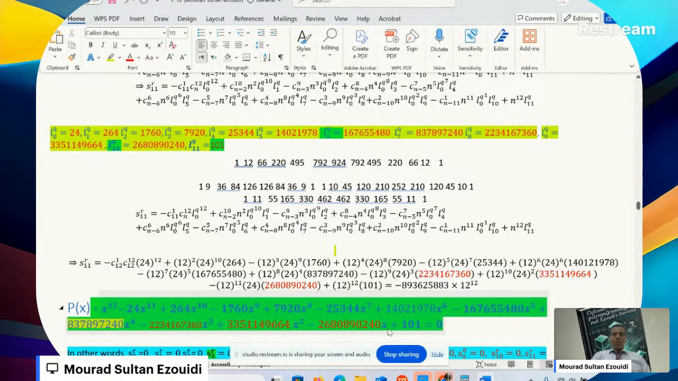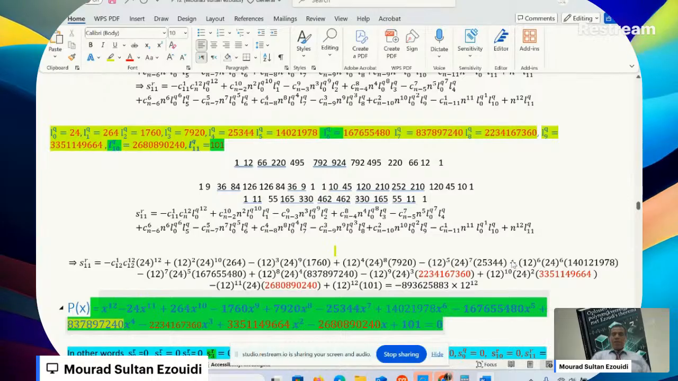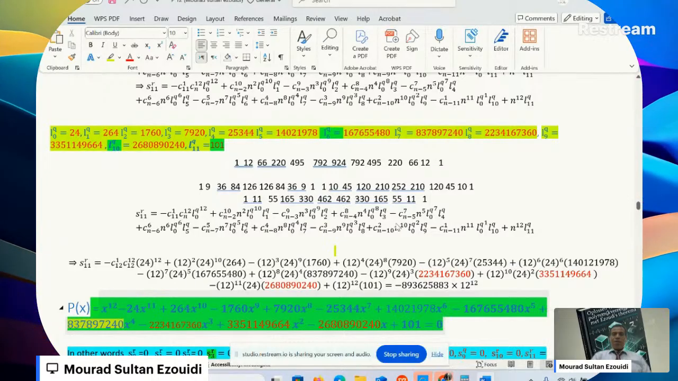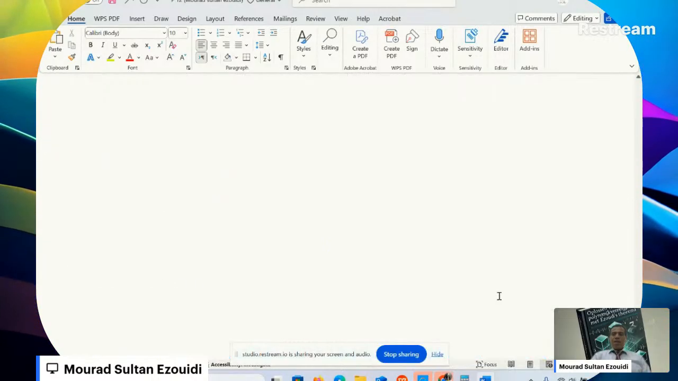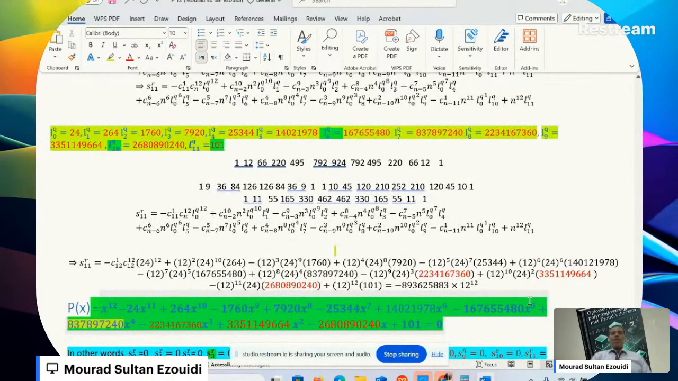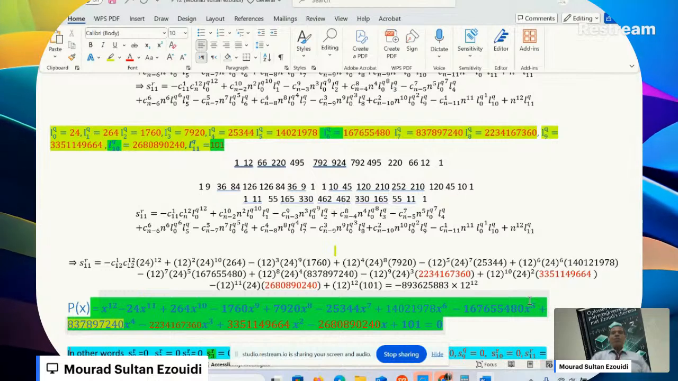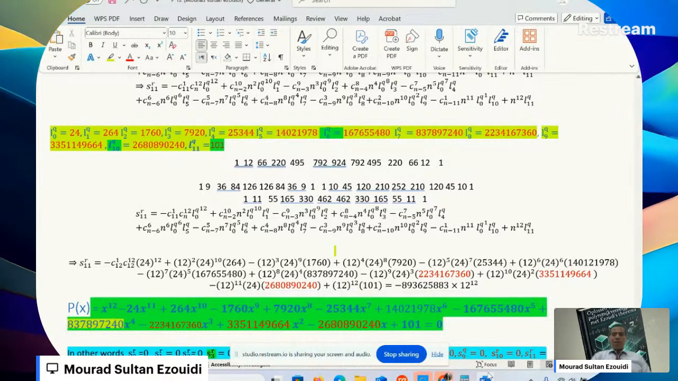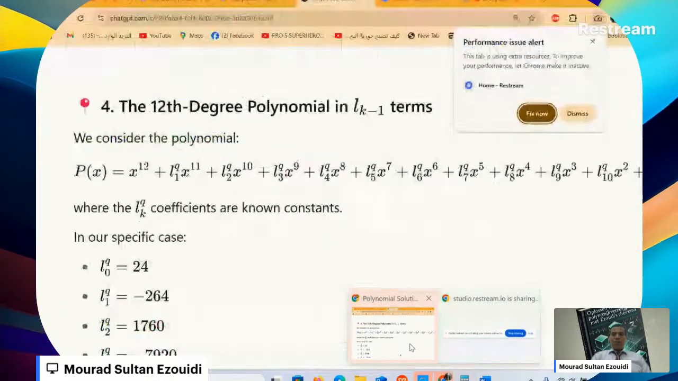These are the coefficients of my polynomial of degree 12. Here, in fact, I use my theorem and I solved this and provided symbolic, exact roots. Okay, we continue.